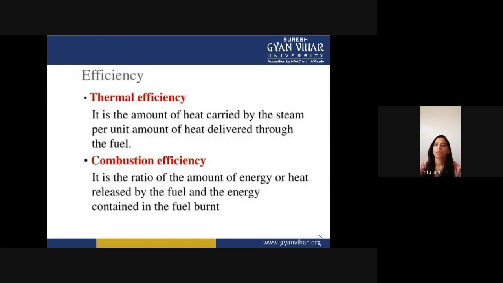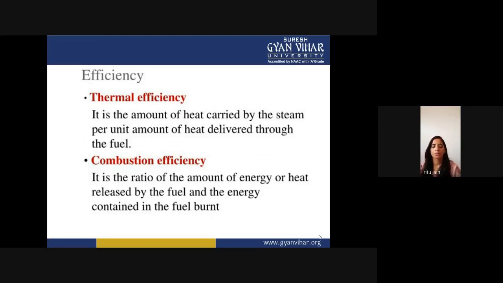Okay, the next point is that efficiency can again be divided into two parts. One is your thermal efficiency. It is the amount of heat carried by the steam per unit amount of heat delivered through the fuel. Next is your combustion efficiency. Okay, so hope you can understand what thermal efficiency is. That is the heat which is carried by the steam per unit amount of heat delivered through the fuel. And combustion efficiency is how much energy you are getting after combustion of the fuel.